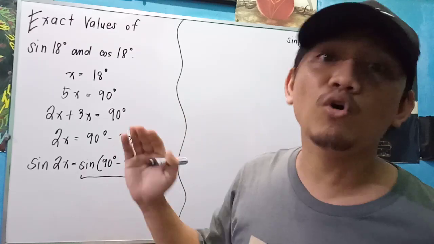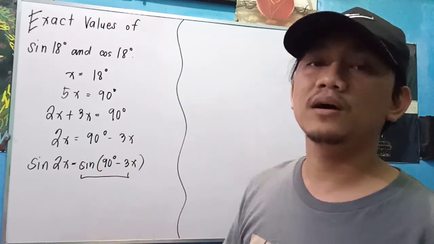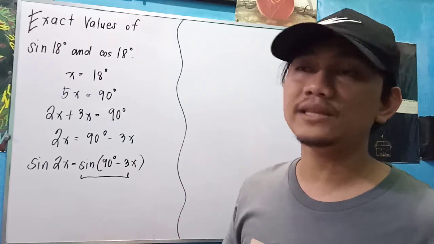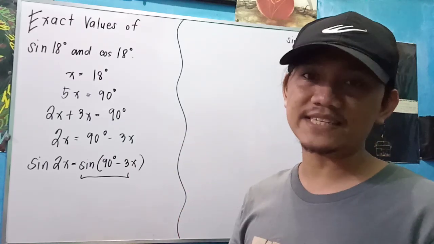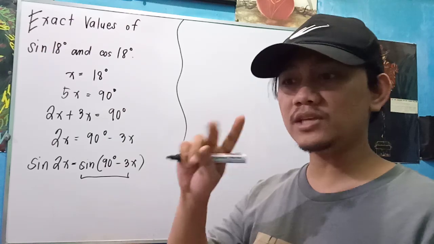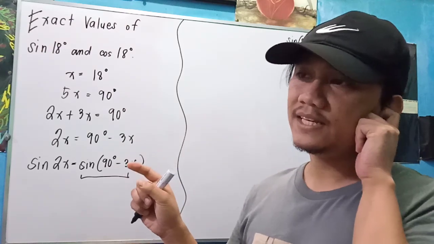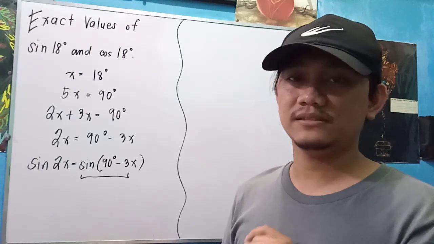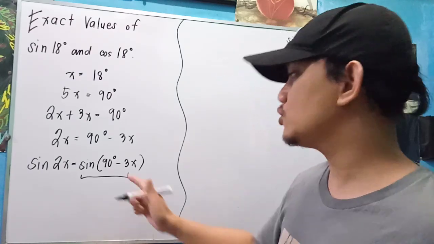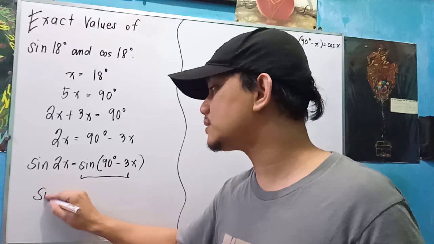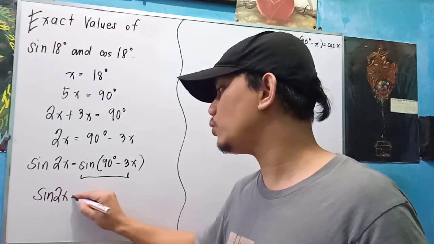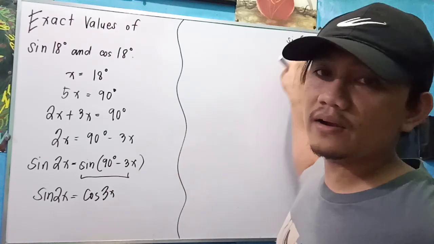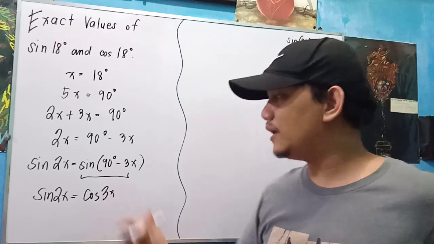Ibig sabihin ng cofunction, complementary function, mga Lodi. So, magka-complementary sine, cosine, tangent, cotangent, at saka cosecant, saka secant. So, ibig sabihin yan, if the sum of the two angles is 90 degrees, it follows that sine x equals cosine 90 minus x. Ganun lang siya. So, this can be rewritten as sine 2x will now be equal to cosine of 3x. Applying the identity I mentioned here. So, applying the cofunction, magiging ganyan yan.